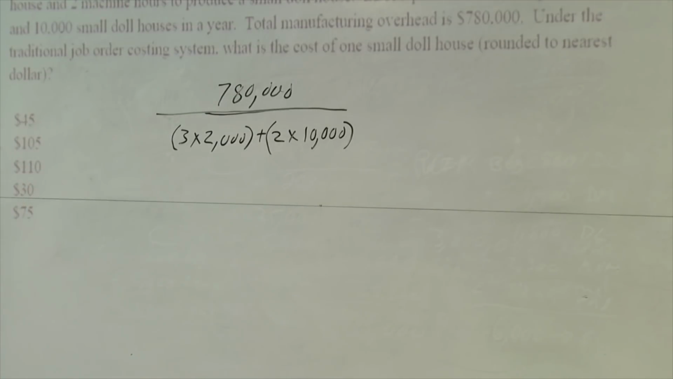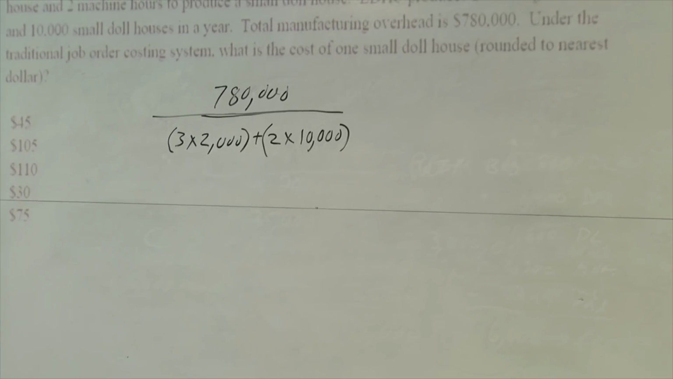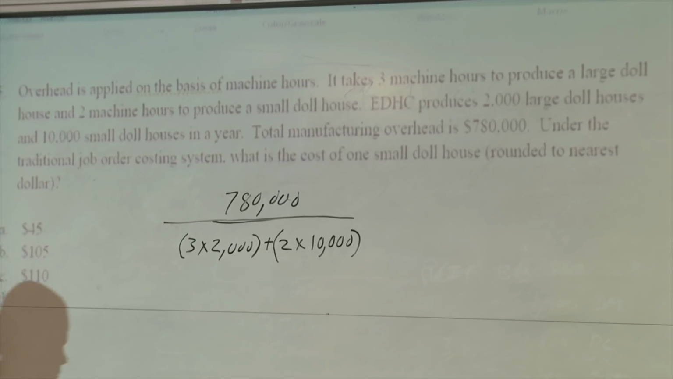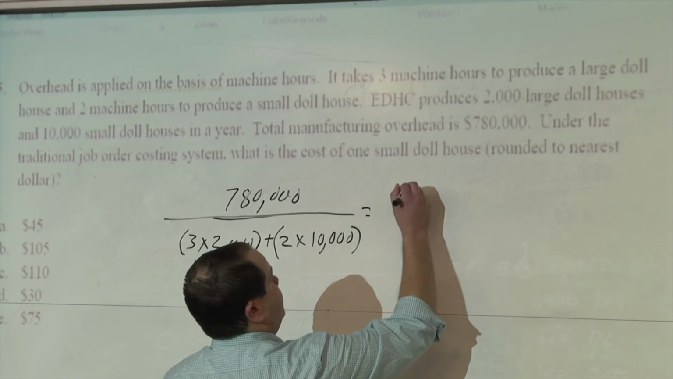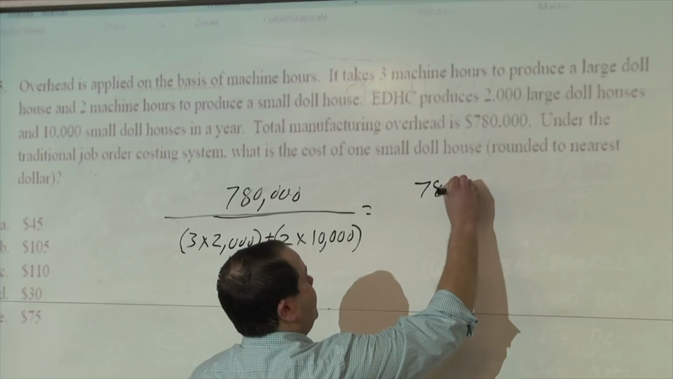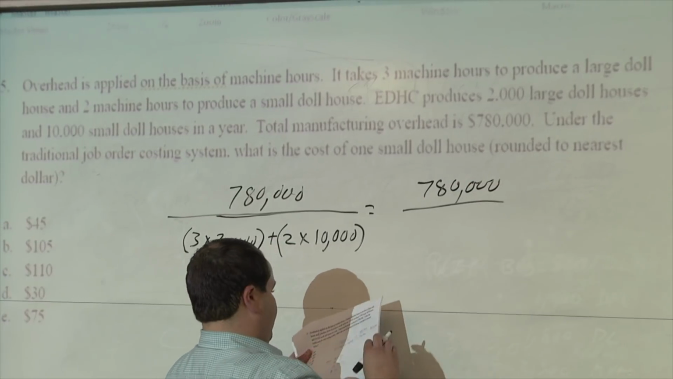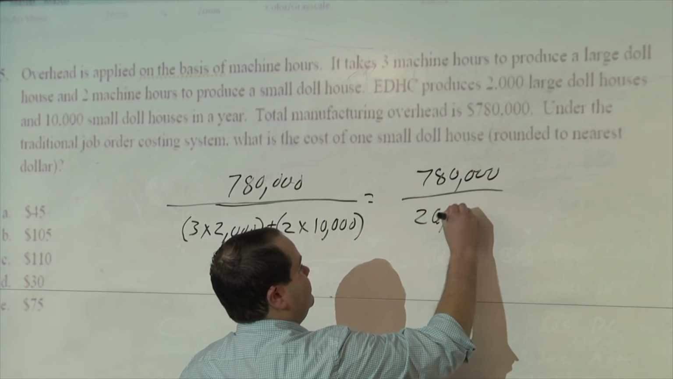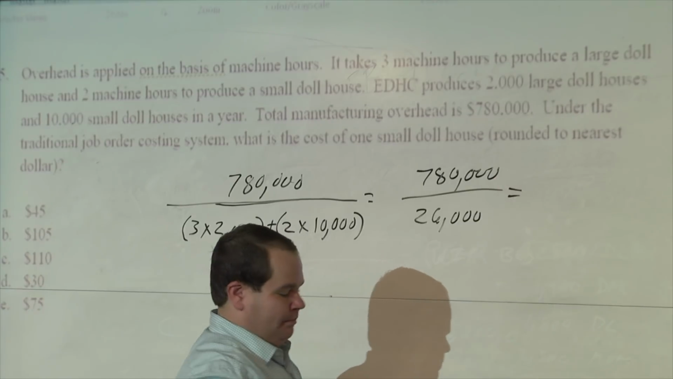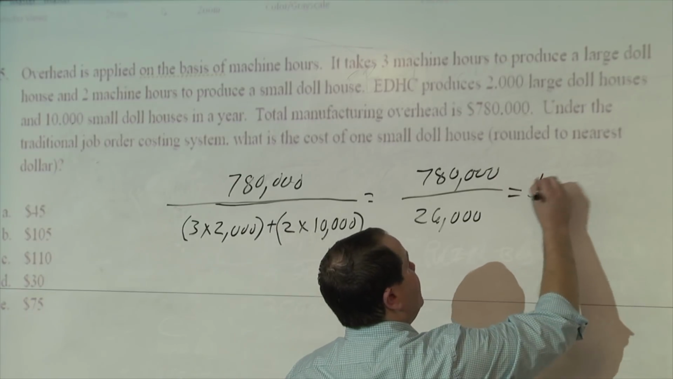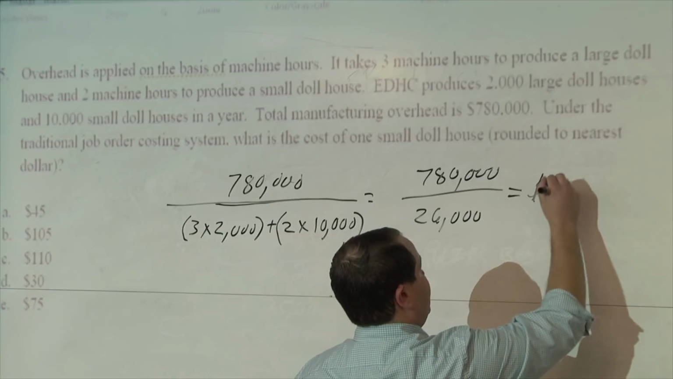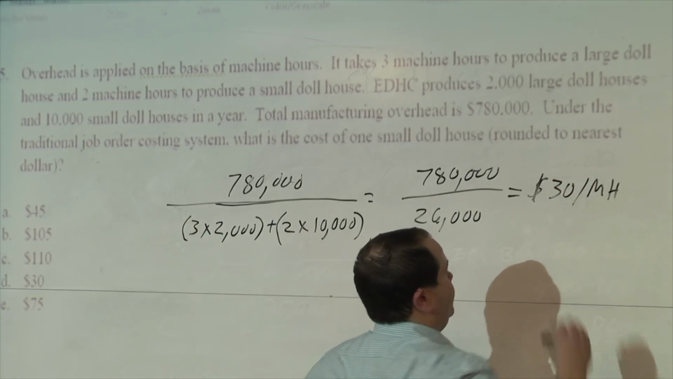All right, so this is a little trickier than some of the others we've done where they just flat out tell us how many machine hours. You just have to do a little work. But once we calculate that, we end up with 780,000 over 26,000, which means our POHR is going to be $30 per machine hour.